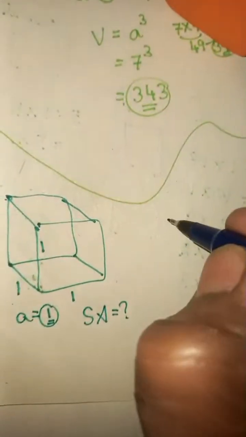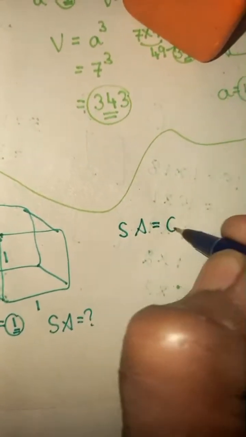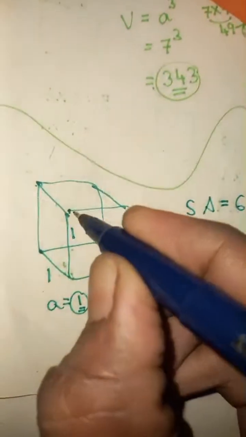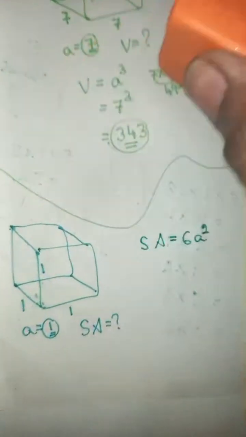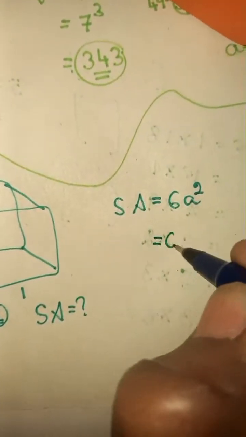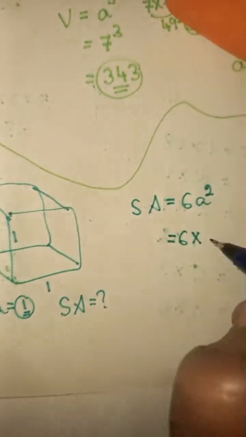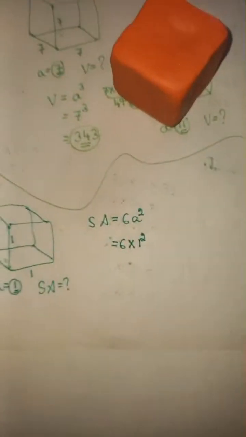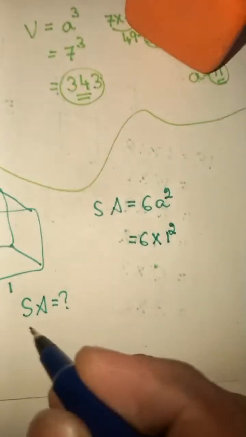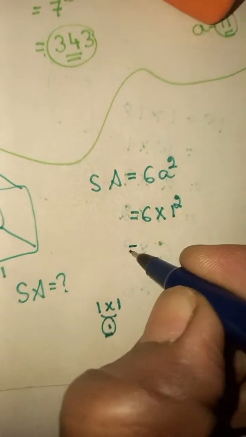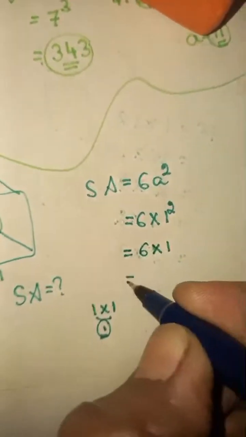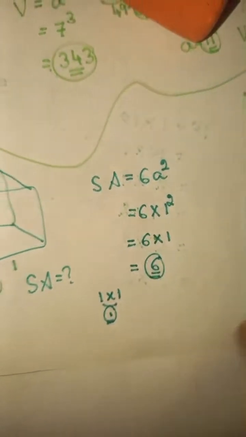Surface area of the cube is going to become 6 times a square. Since the cube has 6 faces, each face area is a square, so it is 6a square. It becomes 6 times the edge length, which is 1 unit, so 1 square. 1 square means 1 times 1, which remains 1. So it is 6 times 1, which is 6 square units. That is the surface area of this cube.